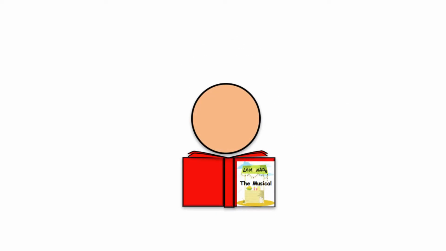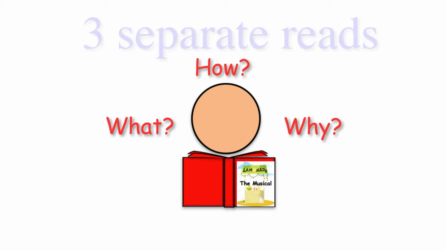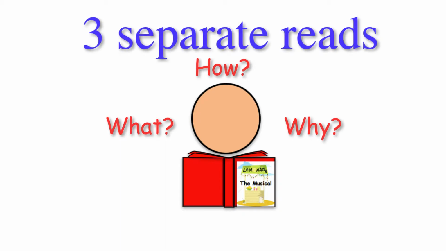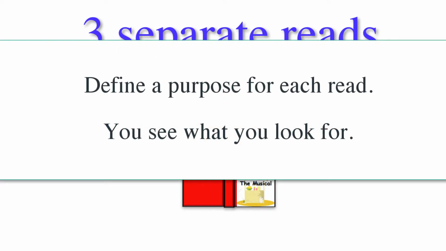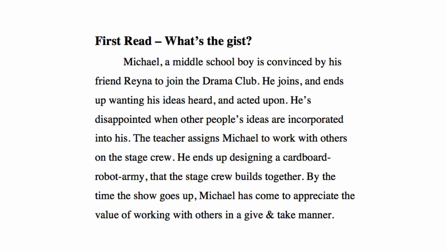The assignment begins with close reading. Close reading examines what the author says, how the author says it, and why the author says it. Often this is done with 3 separate reads, each with a different purpose. The importance lies with defining a purpose before the read. Remember, you see what you look for. Students take notes as they read. Here's one example of what this could look like.